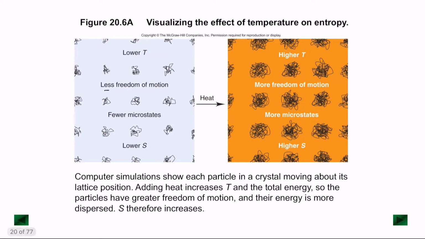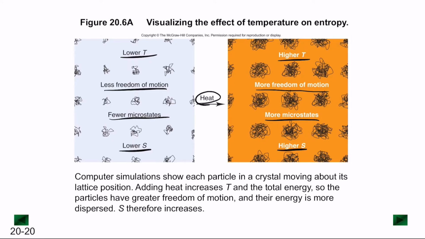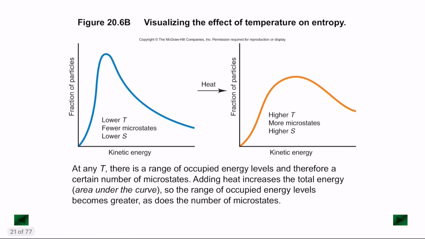The lower the temperature, the lesser the freedom of motion. The lesser the freedom of motion, the fewer the microstates, and therefore the lower the entropy. When you increase the temperature, you're putting in more heat, which results in more freedom of motion, which again results in more microstates, therefore resulting in higher entropy. So the lower the temperature, the fewer microstates and the lower the entropy. The higher the temperature, the more microstates and the higher the entropy.